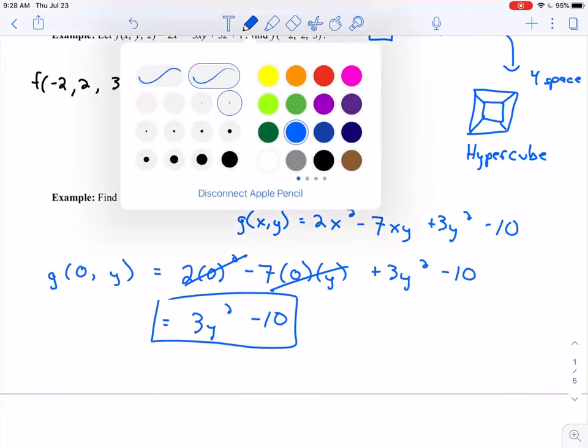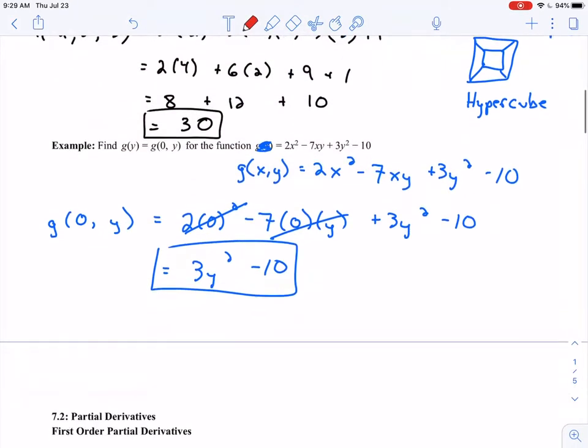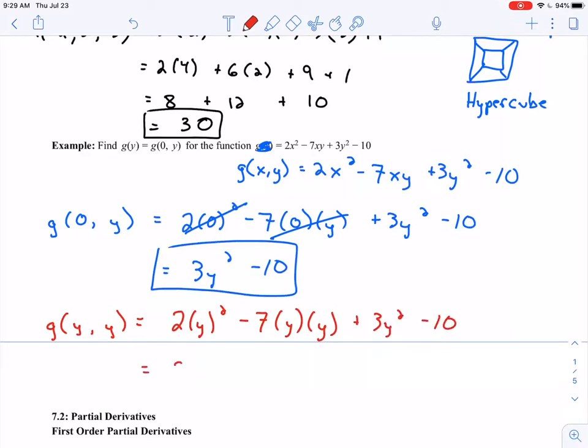We can also do other unique things with these functions of 2 variables. So I might say, hey, I want to find g of y, comma y. And this means, take y, plug that in for your x value. So let's see what that would look like, just because I think it's a neat question. 2 times y squared minus 7 times x, which I'm going to plug in y, times y, plus 3y squared minus 10. So I have 2y squared minus 7y squared plus 3y squared minus 10. The only thing I have left to do is combine my like terms. 2 minus 7 would be negative 5, plus 3 I'd have negative 2y squared minus 10.